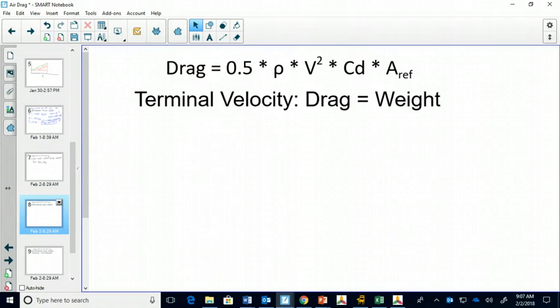Does that make sense? So what if I wanted to know the terminal velocity of our rocket? In other words, I'm trying to find velocity instead of just me giving you a number like we did yesterday, right? So, do I know what the drag would be? What number would the drag be?